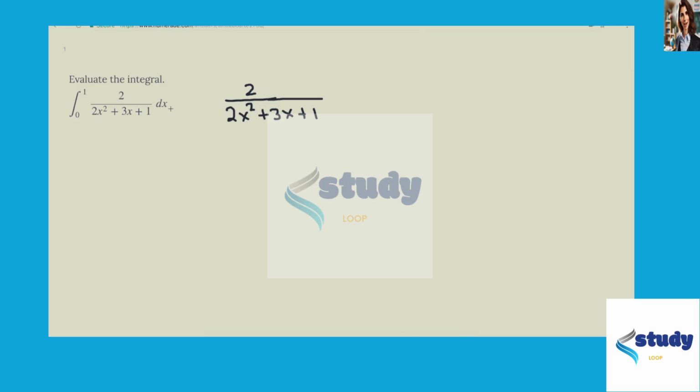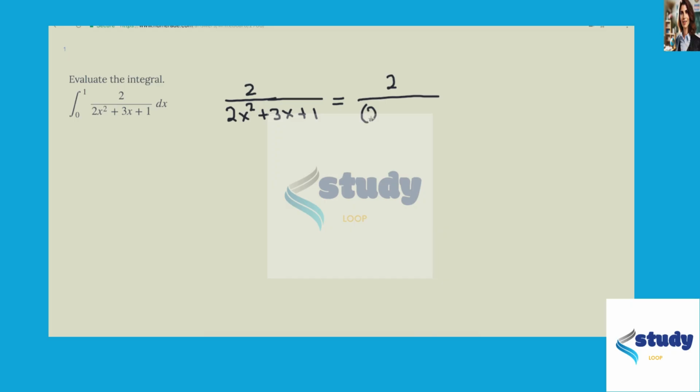Let's evaluate the given integral from 0 to 1. So looking at the integrand, we see a fraction. So let's see if we can do partial fraction decomposition. The first thing that I notice is a quadratic in the denominator, so we should see if this thing factors. Always check to factor the denominator before you do partial fractions.